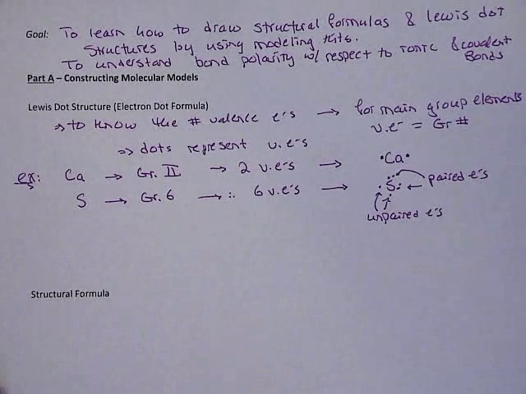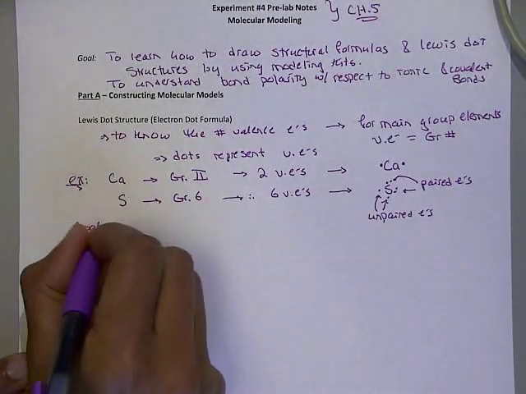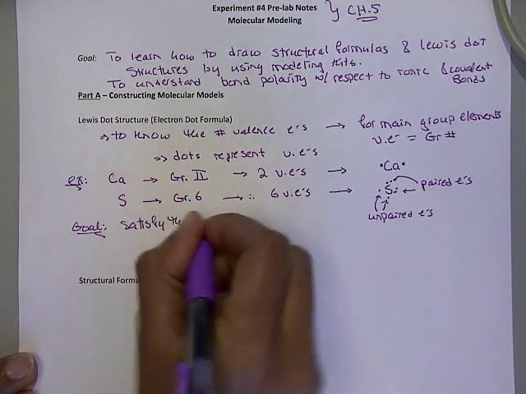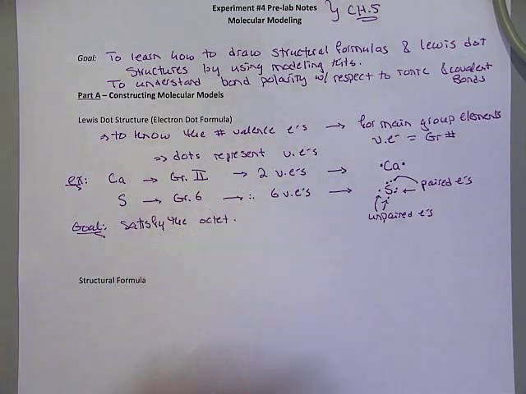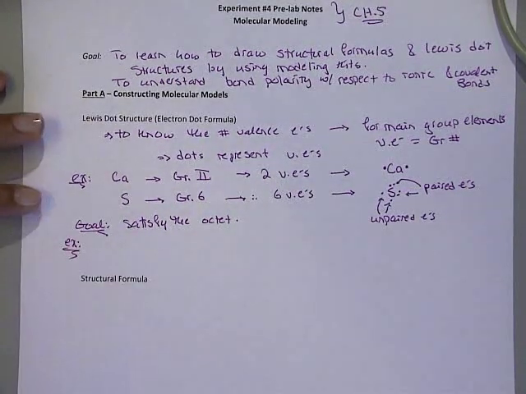electrons. The goal from the Lewis dot structures is to satisfy the octet, which we went over quite extensively in chapter 4. If you need revision, please review your lecture notes on chapter 4 and read your textbook. Alright, let's go ahead and do an example.